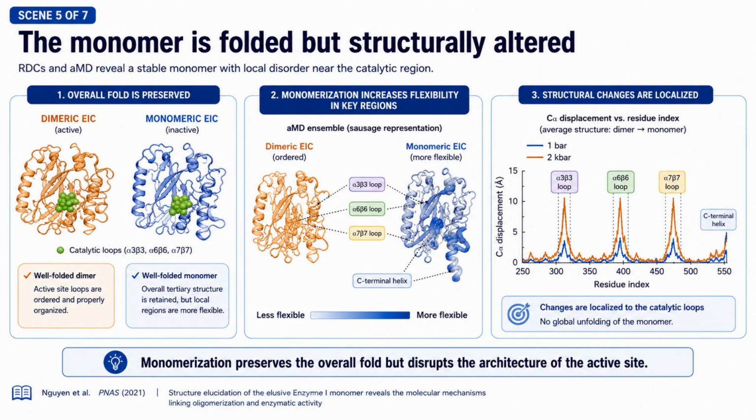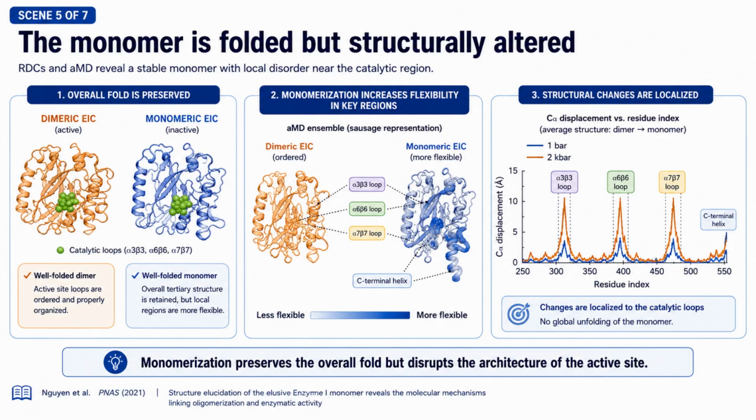The result was striking. Monomerization does not globally unfold EIC. Instead, the overall fold remains intact, but the catalytic region becomes locally disordered. The main structural changes occur in 3 catalytic loops near the dimerization interface: alpha 3 beta 3, alpha 6 beta 6, and alpha 7 beta 7. These loops are ordered in the dimer, but become flexible and partially disordered in the monomer.